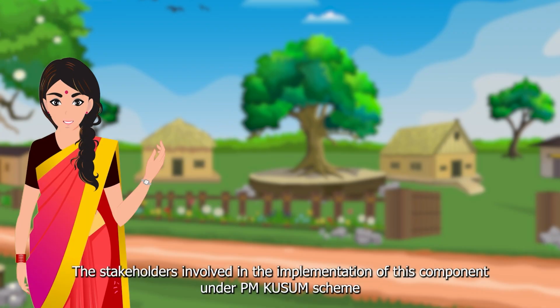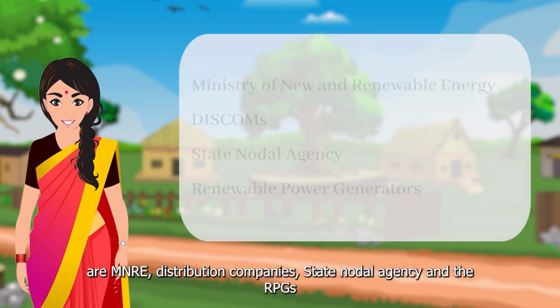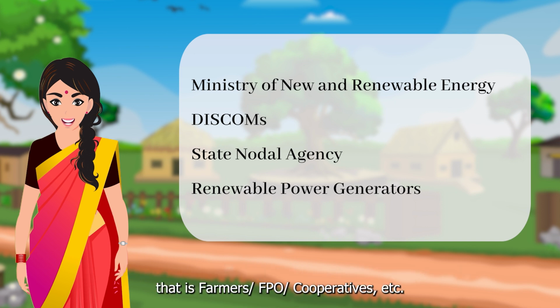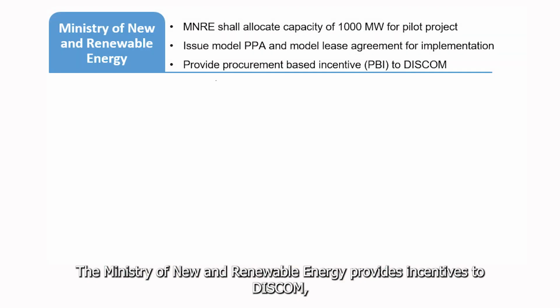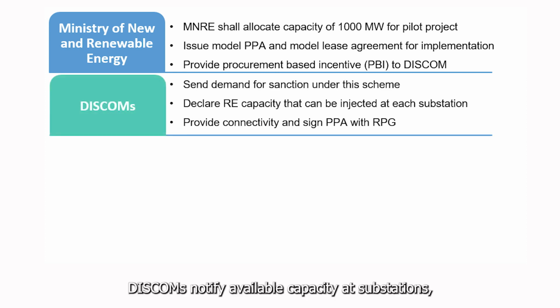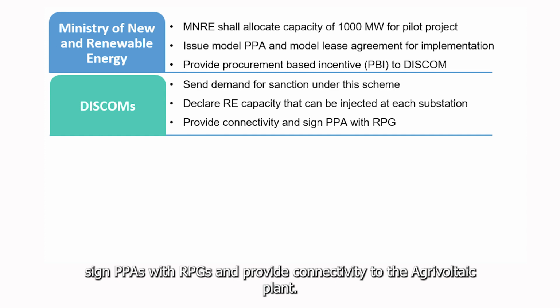The stakeholders involved in the implementation of this component under the PM Kusum scheme are MNRE, distribution companies, the state nodal agency, and the RPGs, that is farmers, FPOs, cooperatives, etc. The Ministry of New and Renewable Energy provides incentives to DISCOMs, creating a model PPA and lease agreement for implementation. The DISCOMs notify available capacity at substations, sign PPAs with RPGs, and provide connectivity to the agrivoltaic plant.